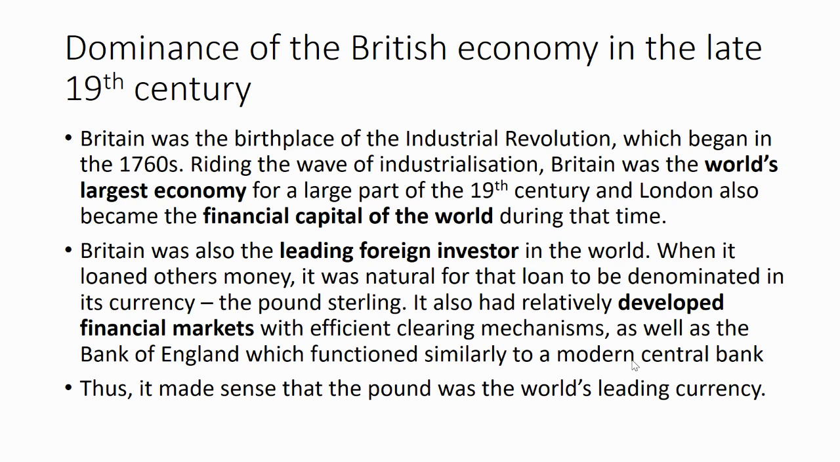denominated in its currency. At the same time, Britain also had the most developed financial markets, right? Because of course, it is the financial capital of the world, so it must have sufficiently developed financial markets to trade various kinds of securities. It also had the Bank of England, so there was a central bank to do some intervention in currency markets where necessary. So all these factors explain why the pound sterling was the leading currency at that point in time.